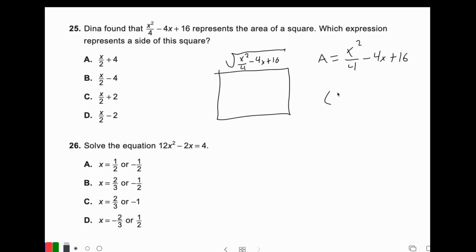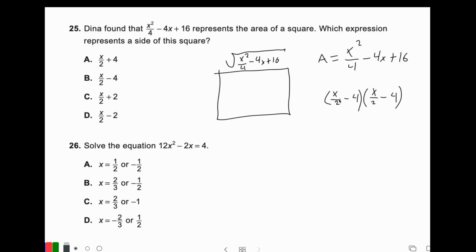So just by factoring this, what needs to multiply to get this? I think that's going to be x over 2. x over 2 times x over 2 equals x squared over 4. And then for the second term, this has to multiply to get positive 16, which sounds to me like this is going to be a negative 4 twice. So it's going to be x over 2 minus 4.